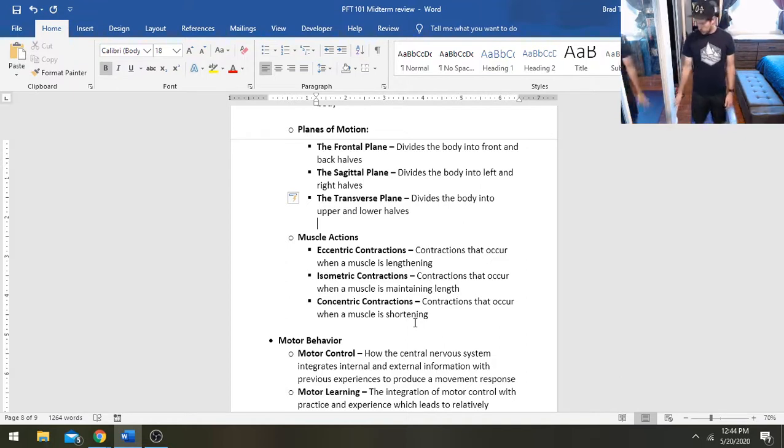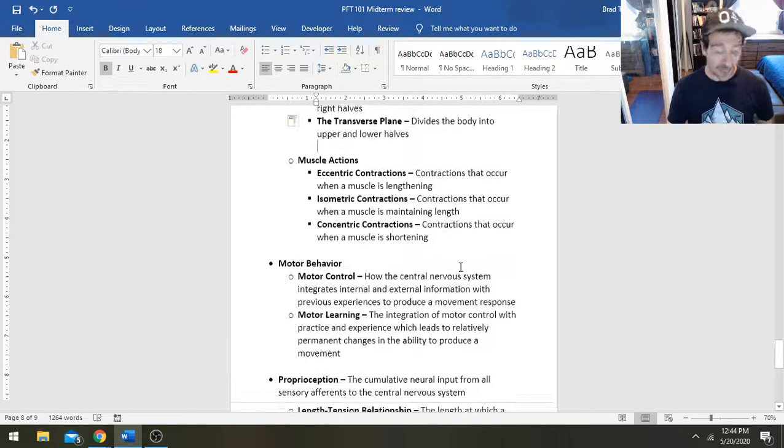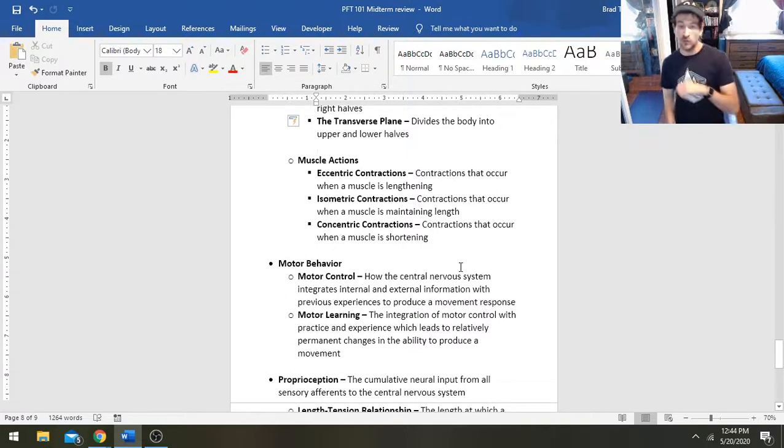So if I'm rotating my arm like that or rotating my head, I'm sliding along that plane. That is a transverse motion. Then if we're talking about how our muscles move, when a muscle is acting as an agonist, for instance, it is concentrically contracting. When it's acting as an antagonist, it is eccentrically contracting. So, we have different types of contractions.